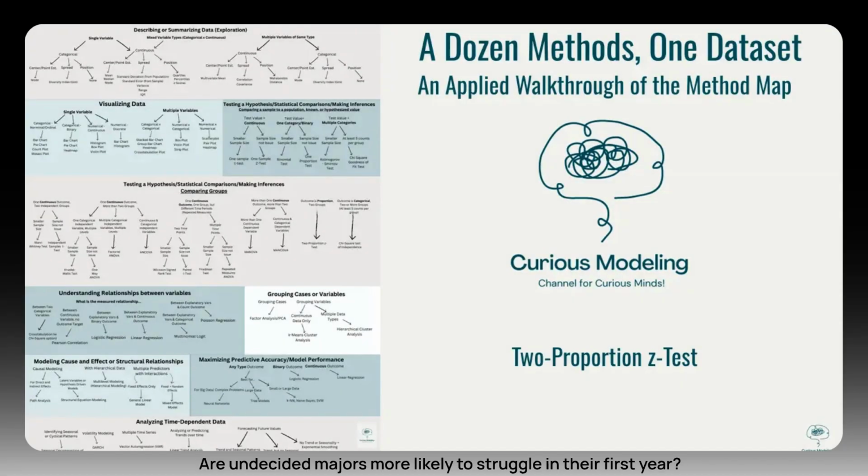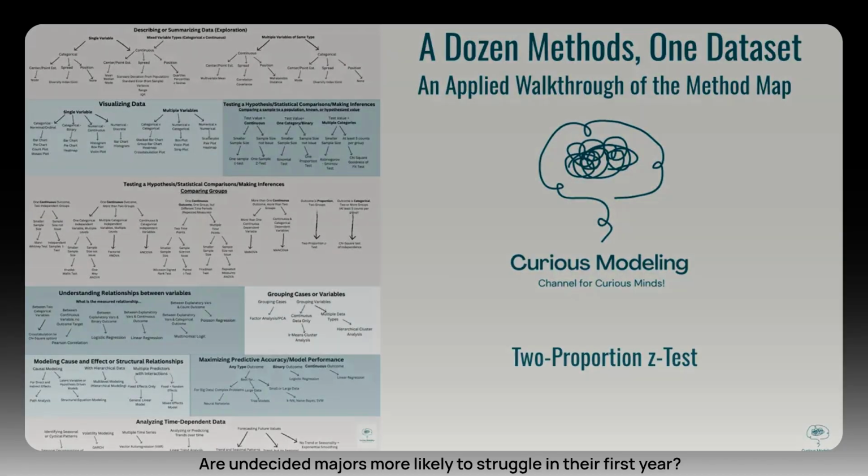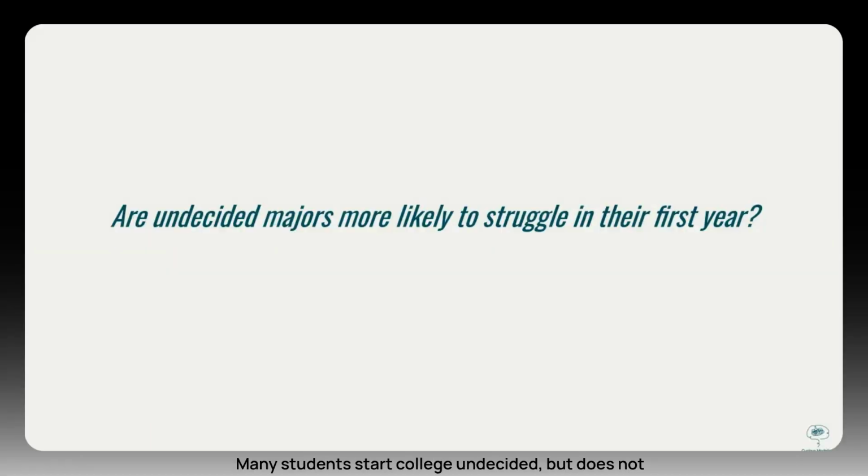Are undecided majors more likely to struggle in their first year? Choosing a major can feel overwhelming. Many students start college undecided. But does not having a declared path affect their academic performance? Let's find out if undecided majors are more likely to land on academic probation using a two-proportion z-test.